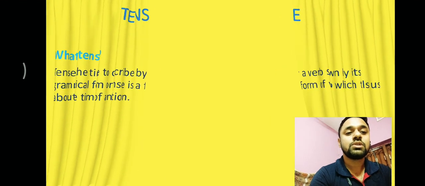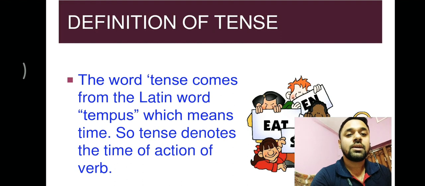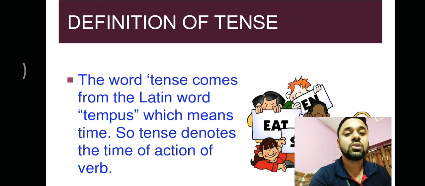So this word tense comes from a Latin word. That Latin word is tempus, which means times. So tense denotes the time of action of a verb.